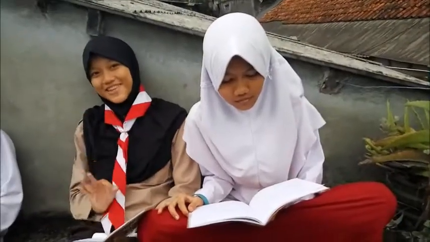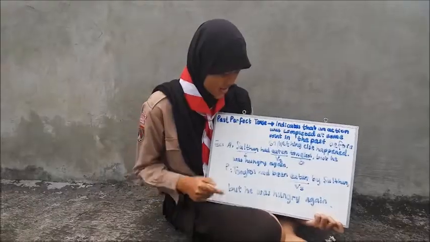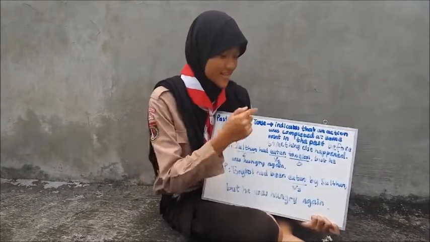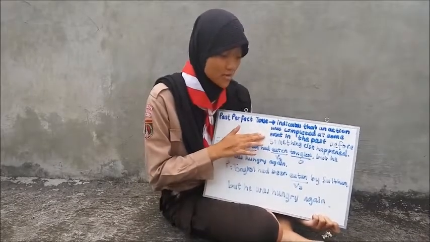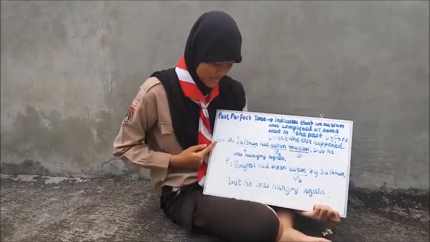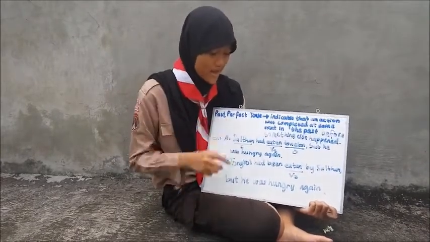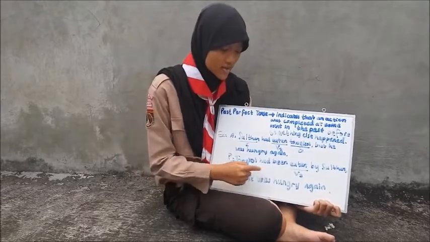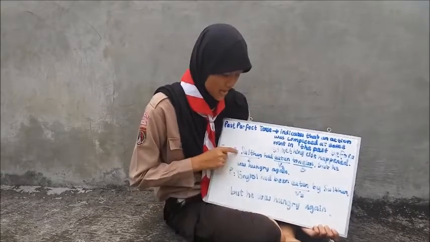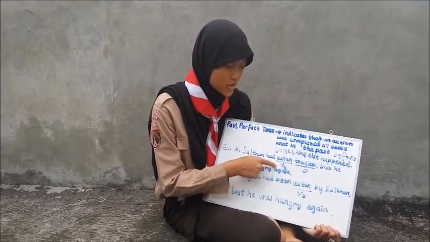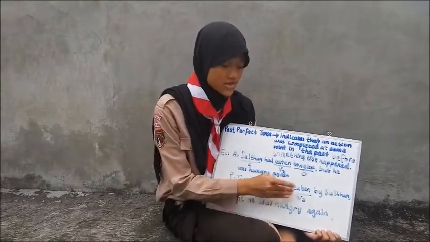Okay, Miss, I will explain about present perfect tense and past perfect tense. Past perfect tense. This tense indicates that an action was completed at some point in the past before something else happened. For example, the active voice is: Sultan had eaten tongkol, but he was hungry again. And the passive voice is: tongkol had been eaten by Sultan, but he was hungry again. Sultan is the subject, eaten is verb 3, tongkol is the object. And for the passive voice, we use verb 3, that is eaten.